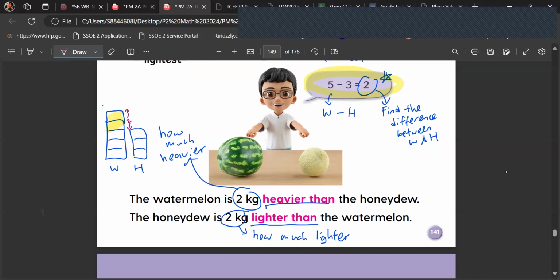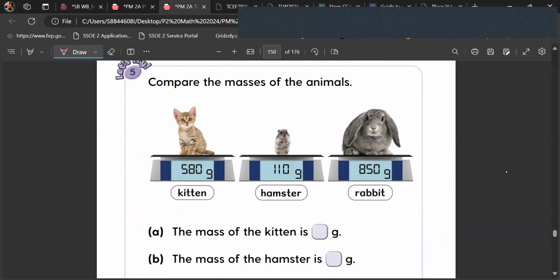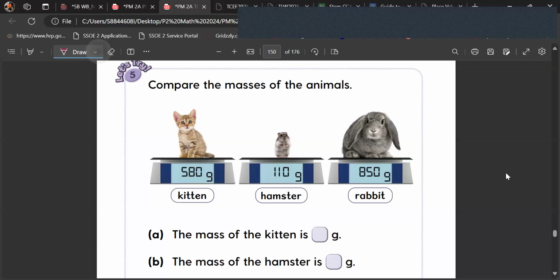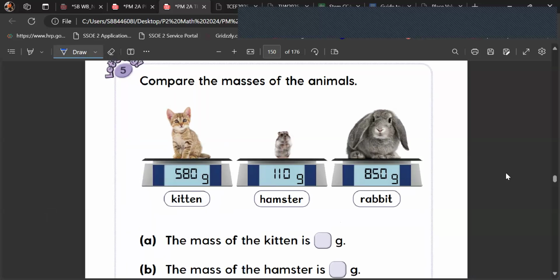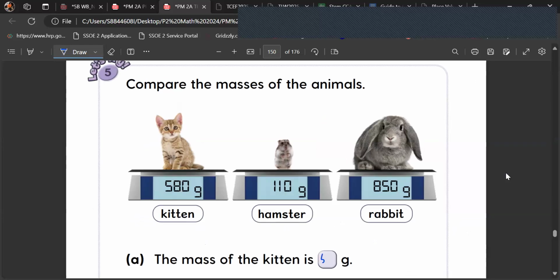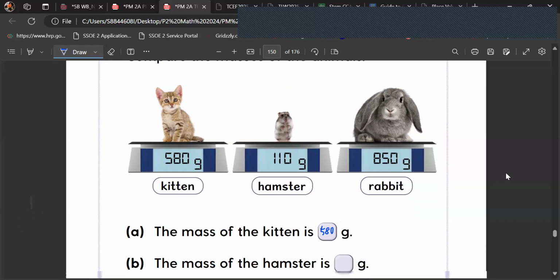Okay, let's move on. So here there are 3 animals: the kitten, so cute, the hamster, and the rabbit. Oh, the box is very tiny, but let's try to write in the numbers. So the kitten here is 580 grams.